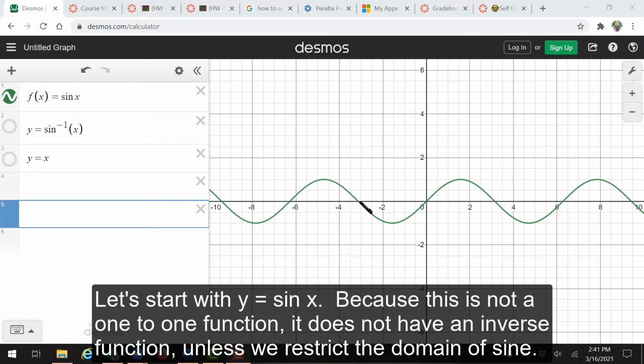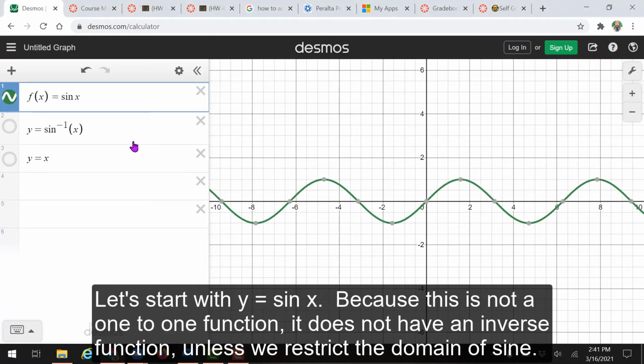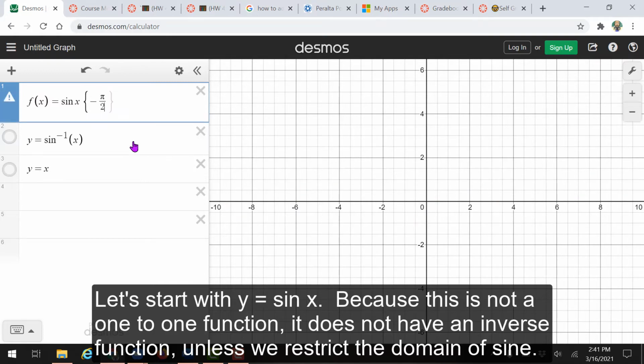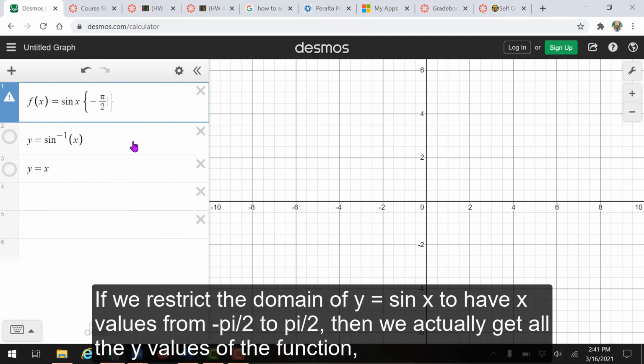Let's start with y equals sine x. Because this is not a one-to-one function, it does not have an inverse function, unless we restrict the domain of sine. If we restrict the domain of y equals sine x to have x values from negative pi over 2 to pi over 2, then we actually get all the y values of the function.